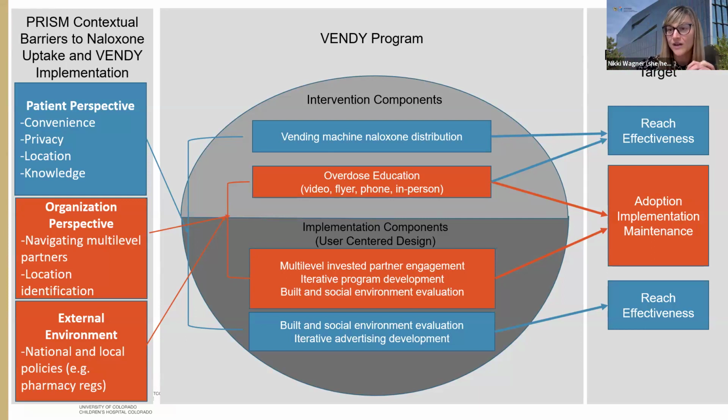There's also a layer of iteration that's required. And so we built this concept model to say, okay, we're going to do this take-home naloxone program through vending machines with overdose education. But we're going to build this using a strategy that is iterative. It incorporates the community's input and engagement and has built-in social environment components. We're going to evaluate that and make sure we incorporate that, so we're actually reaching new people with this program.